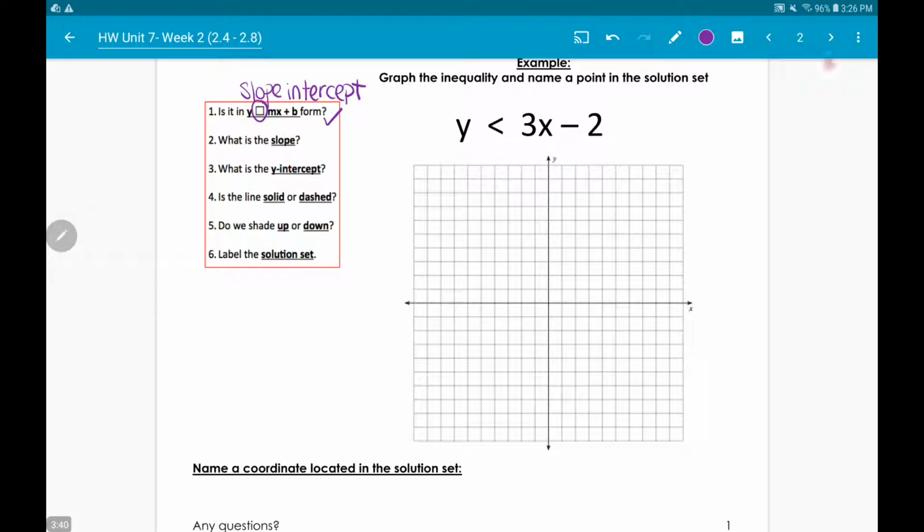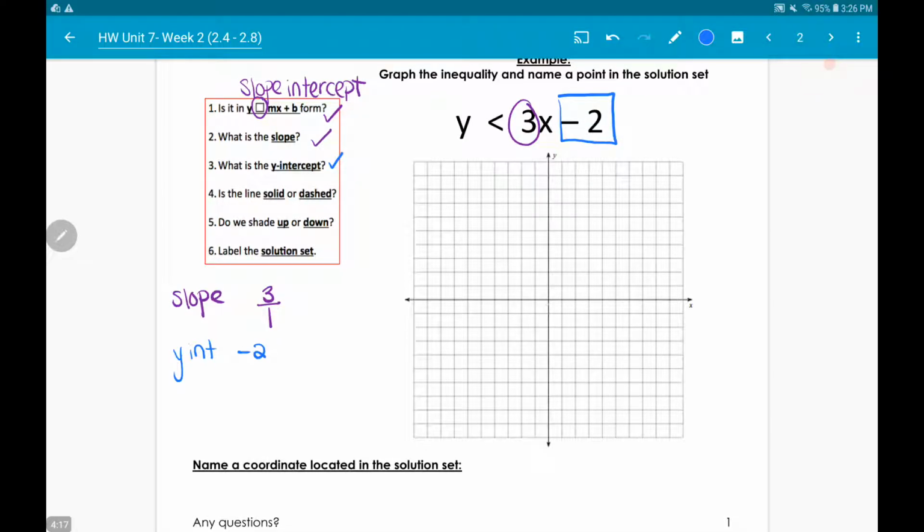Now, with slope-intercept form, in order to graph, we want to identify what is our slope. All right, so our slope is always next to the m. So in this case, our slope is 3. And there's no number on the bottom, so I'm going to make it 3/1 to help me plot. What is our y-intercept? The y-intercept is the b, the number by itself. So in this case, it is -2.